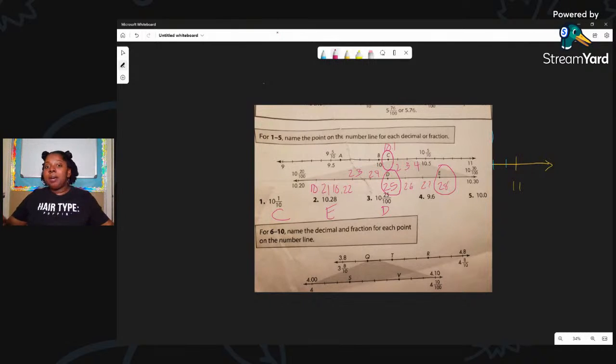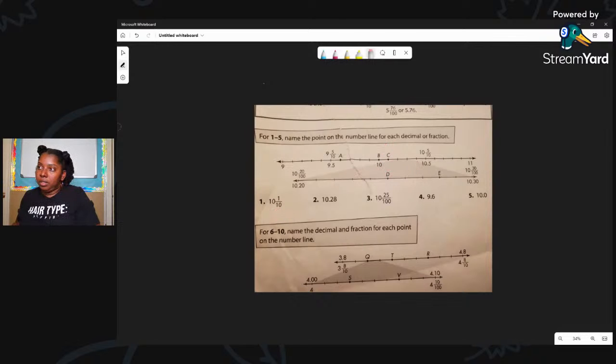Okay, 9 and 6 tenths. All right, if you're getting this, I want you to tell me, where is 9 and 6 tenths? What letter? I don't want to confuse you. Okay, so we're in the tenths place again. So we're going to be looking at this graph right here. So 9 and 6 tenths.